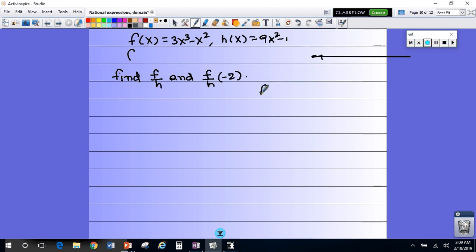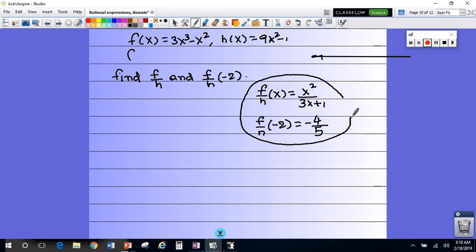If you get your answer for f over h of x equals x square divided by 3x plus 1, and f over h of -2 equals -4 divided by 5, then your answer is right.